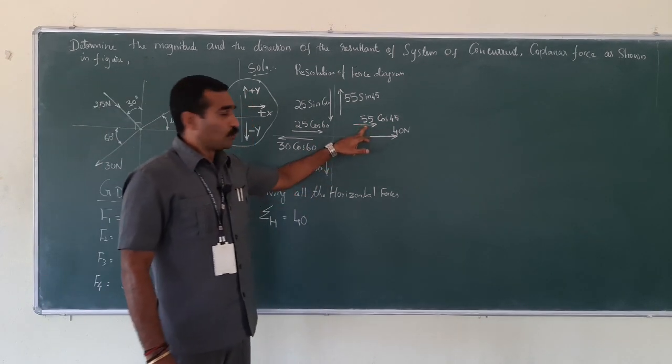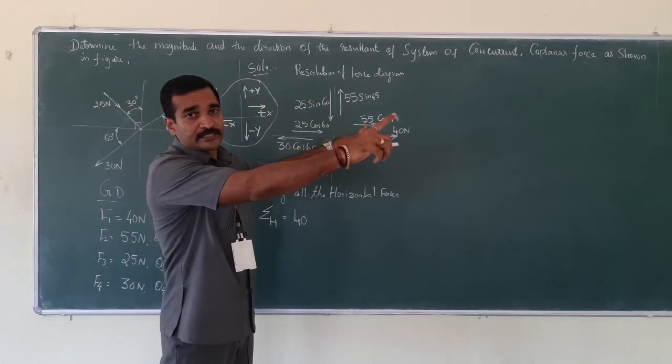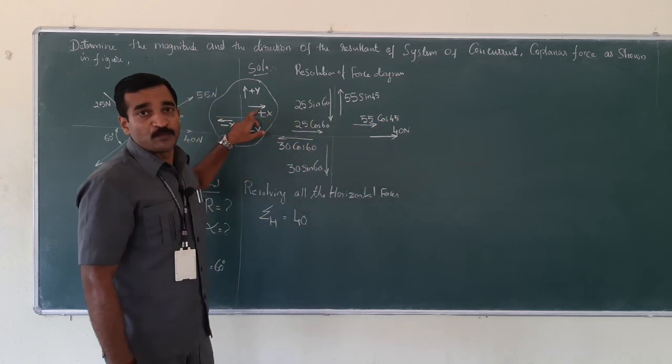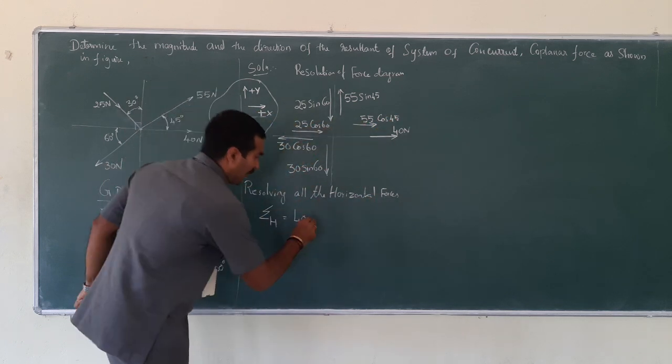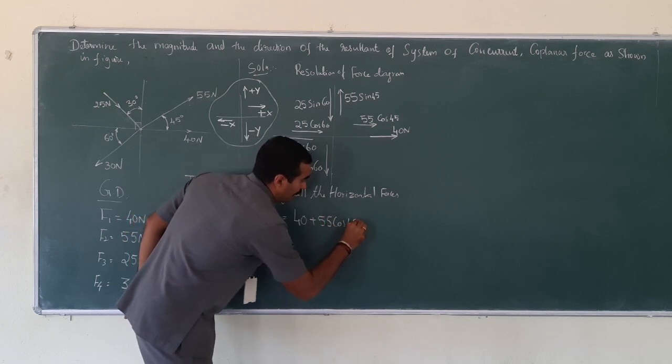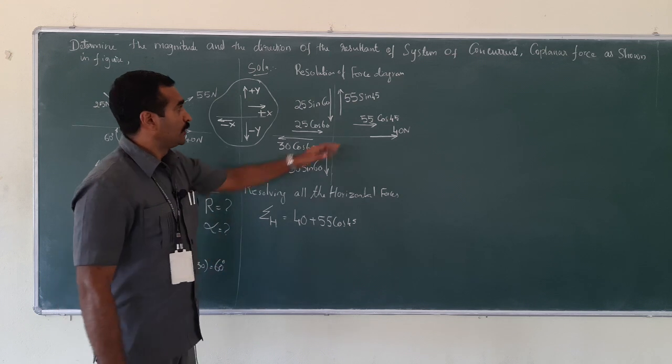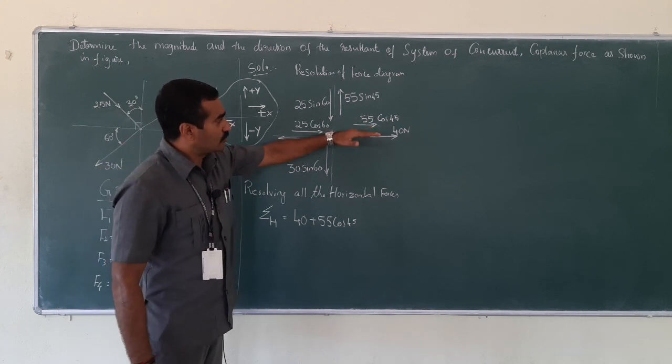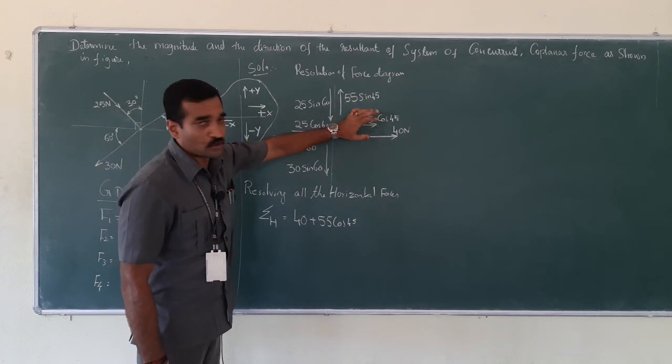Next force, look at here, the arrow is towards right. Towards right means positive sign, therefore plus 55 cos 45. So is there any horizontal component in the first quadrant? No, only two I have completed here.